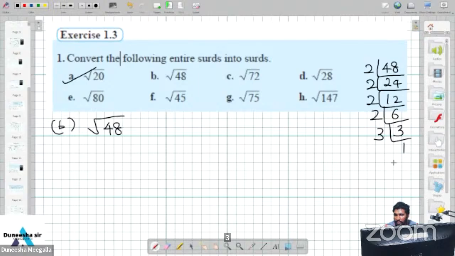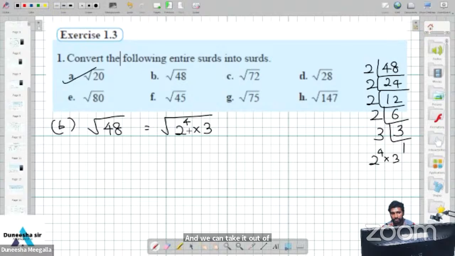Then can you write it as the multiplication in index form? What is it? 2 to the power 4 into 3. We can write it in the root as 2 to the power 4 multiplied by 3, is it? Yes. Then, as in the previous question, I said the index is divided by 2 and we can take it out of the root. What can we take out now?